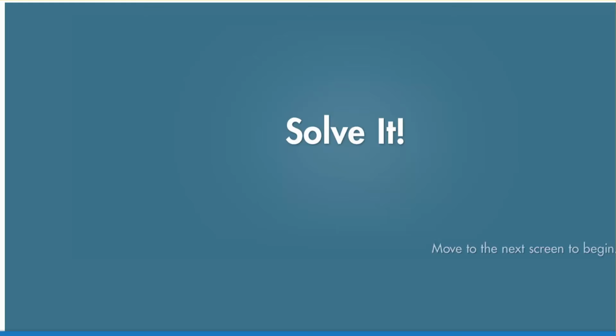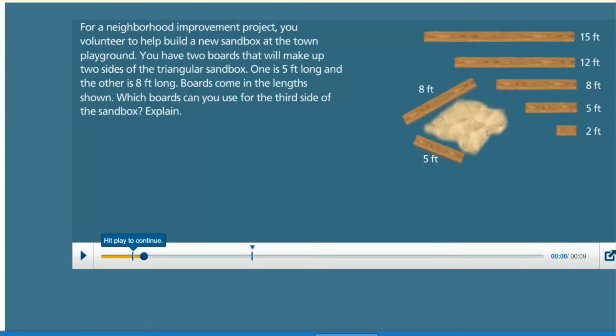So let's look at the Solve It activity, which starts lesson 5-6, which kind of gets us prepared for what we're going to do in this lesson. It says for a neighborhood improvement project, you're going to build a new sandbox at the playground. You have two boards that will make up two sides of the sandbox. One of them's 5 foot, the other's 8 foot. And boards come in the lengths shown at the right. The question is, which boards can you use for the third side of the sandbox?